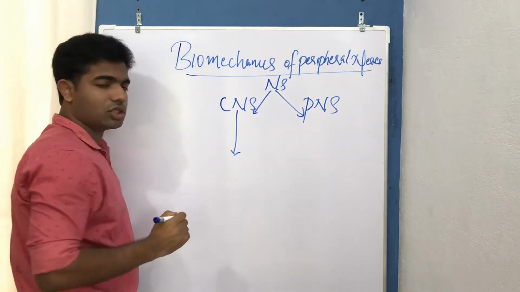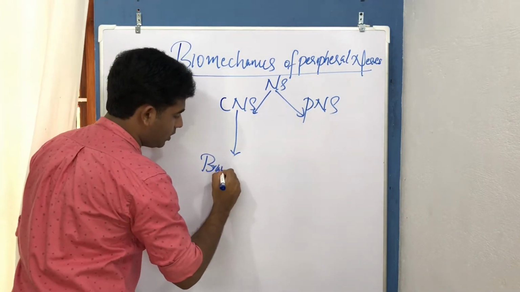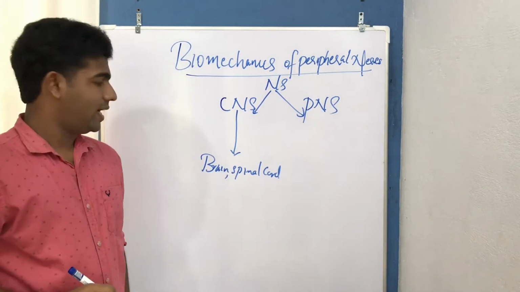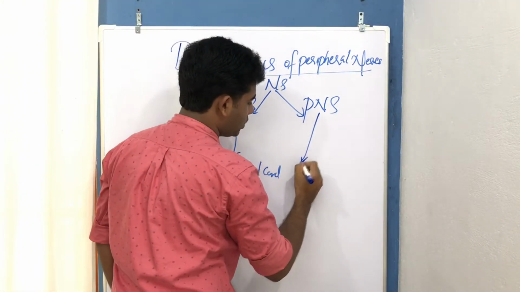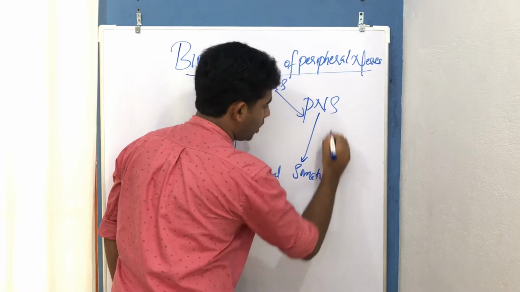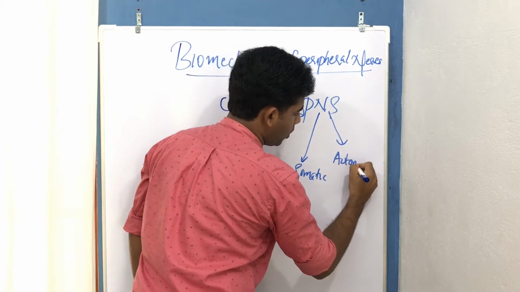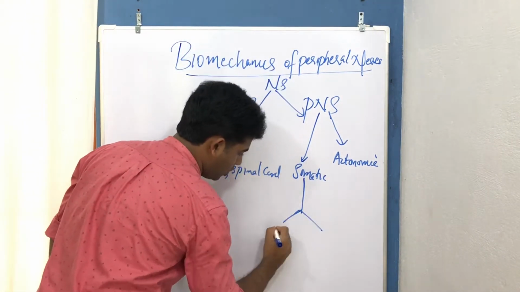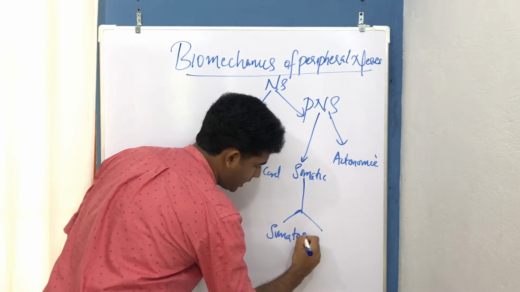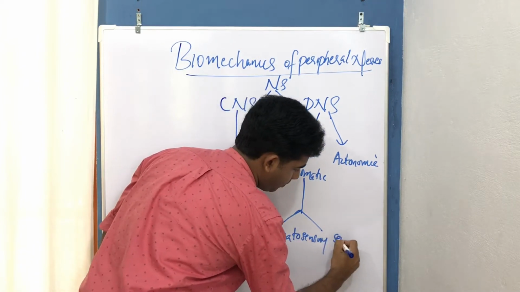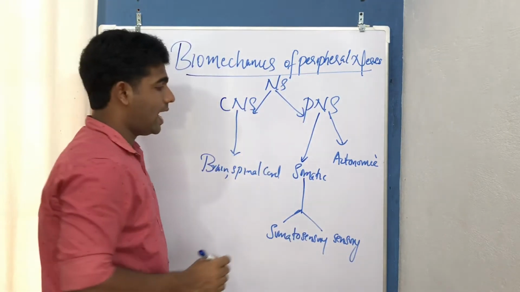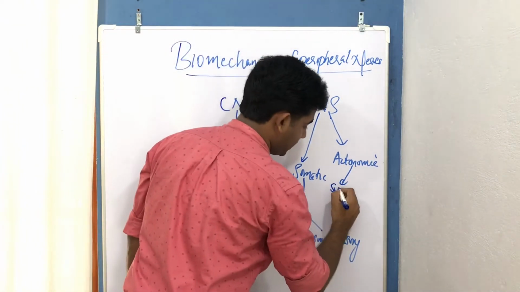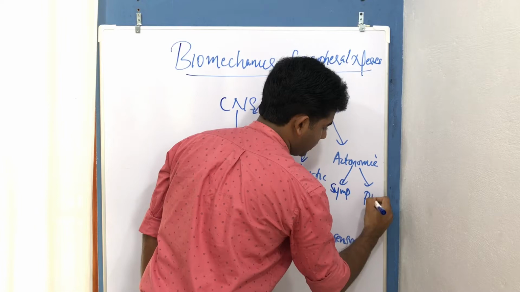You know that the central nervous system includes the brain and your spinal cord. This is all general anatomy which you have studied earlier. And the peripheral nervous system includes the somatic nervous system and autonomic nervous system. Somatic and autonomic nervous system, right? The somatic nervous system is again divided into somatosensory and sensory nervous system, okay? And the autonomic nervous system is again divided into the sympathetic nervous system and parasympathetic nervous system.